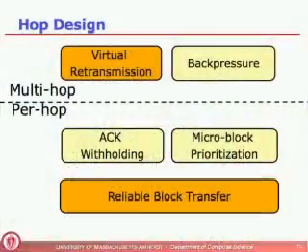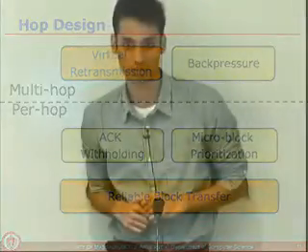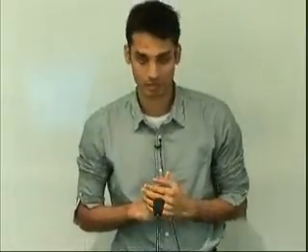So for a protocol to have end-to-end reliability, it's not enough to just do per hop reliability. You need some end-to-end acknowledgements as well. HOP accomplishes this using a novel scheme called virtual retransmission.